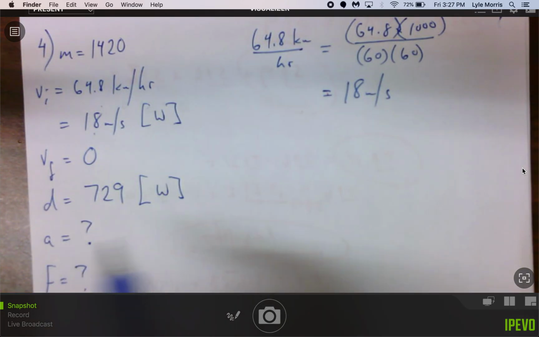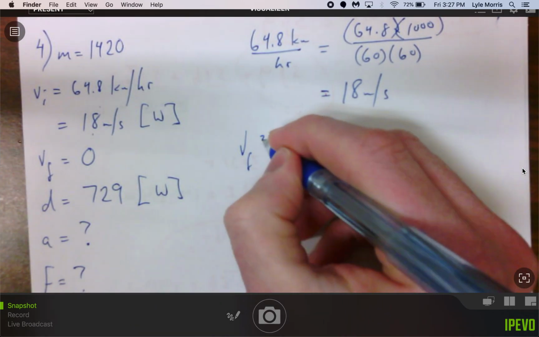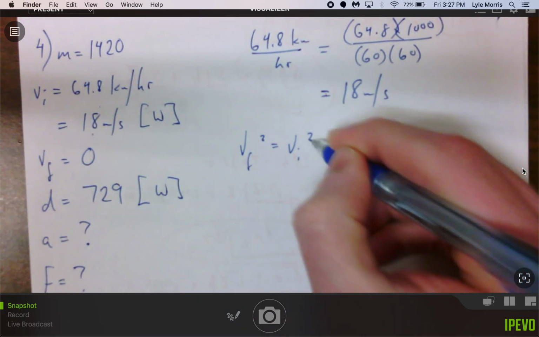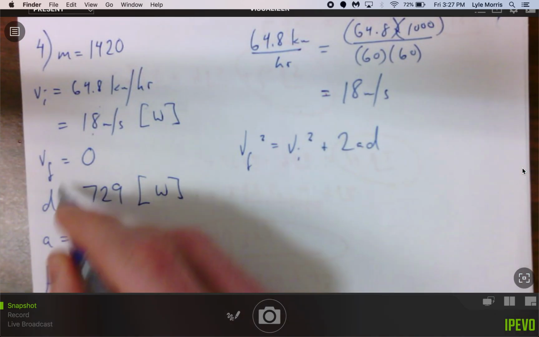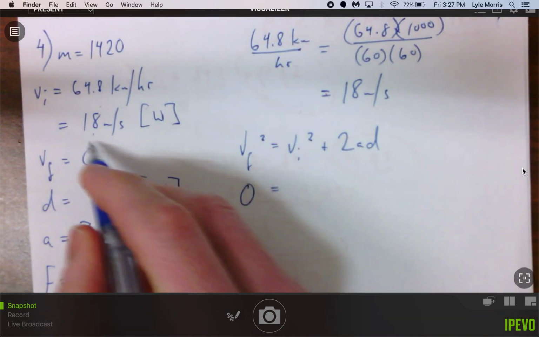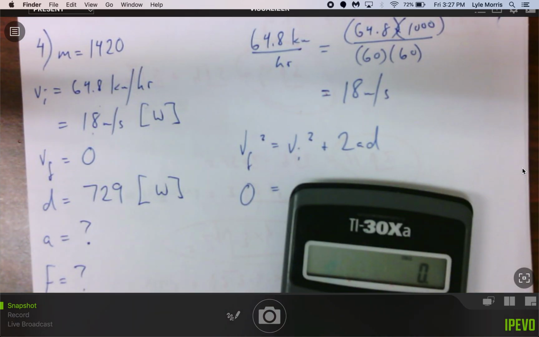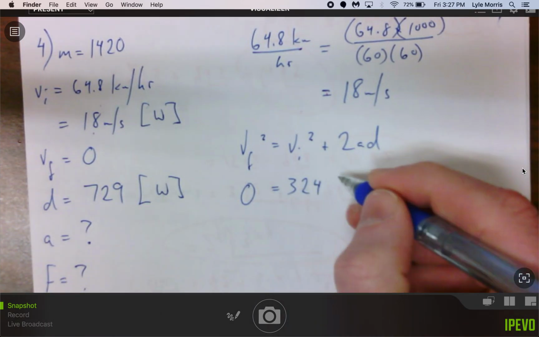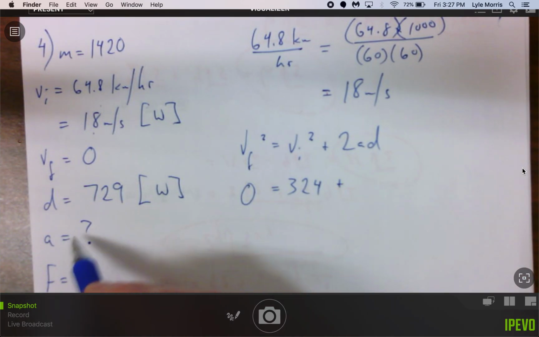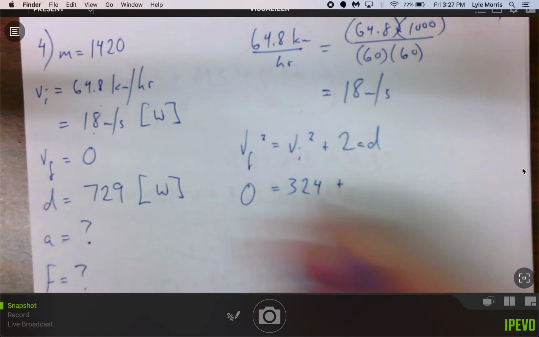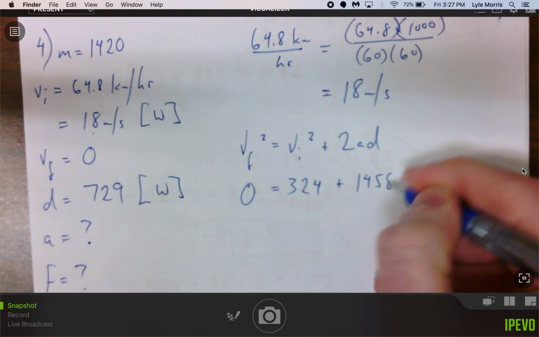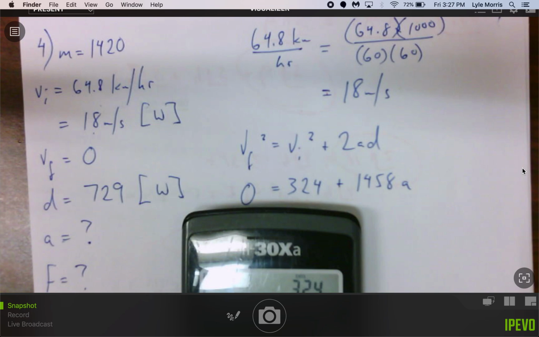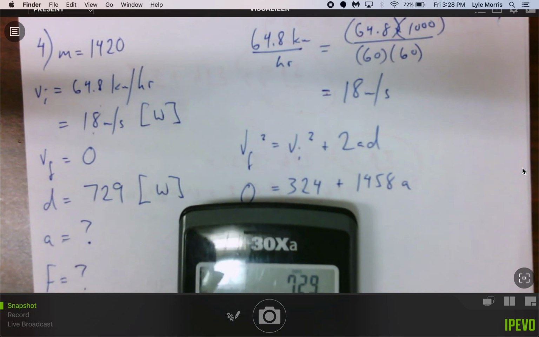First, acceleration. We're not given time. We don't need time. So we're going to use equation number 4. So that's VF squared equals VI squared plus 2AD. Final velocity is 0. VI squared, 18 squared. 18 squared is 324. 324 plus 2 times A times D. 2 times D, that's 1458. 1458 times acceleration. Let me just double check my math. 729 times 2, 1458.